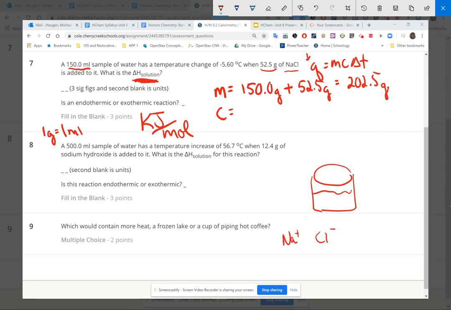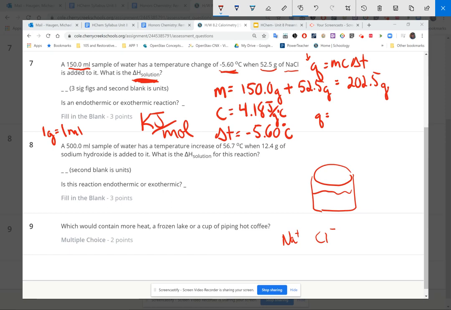Specific heat of the water is 4.18 joules per gram degrees Celsius, right? So that's the amount of energy it takes to raise 1 gram of water 1 degree Celsius. And we're using water because it has a high specific heat. And really, that's what's changing, is the temperature of the water. So the delta T, we said, was equal to negative 5.60 degrees Celsius.